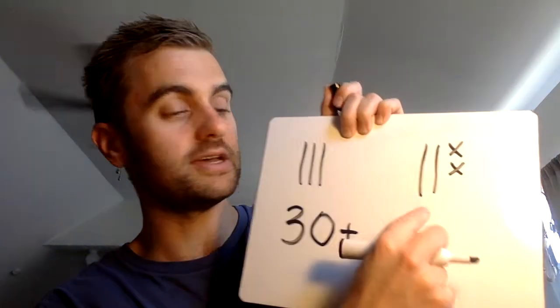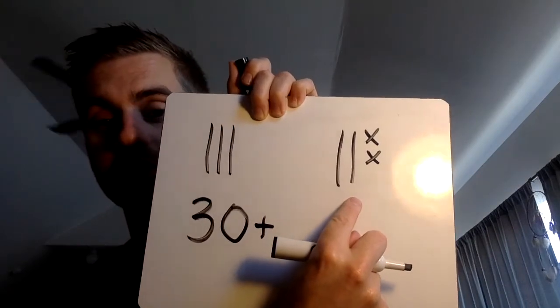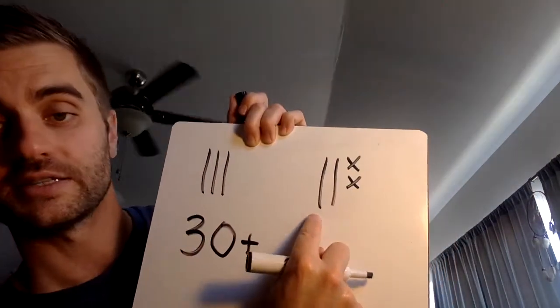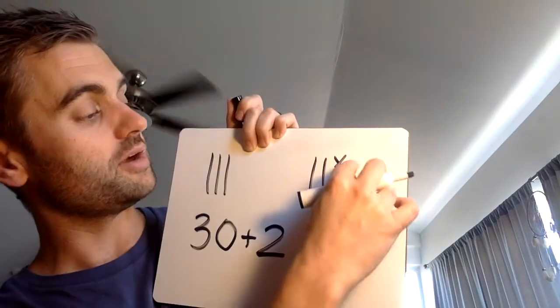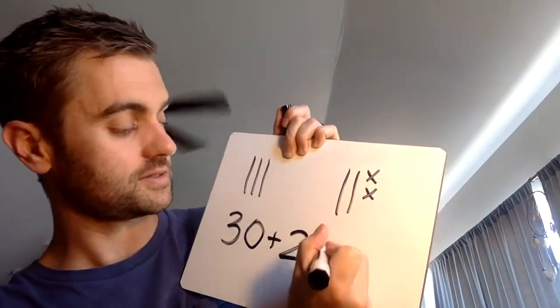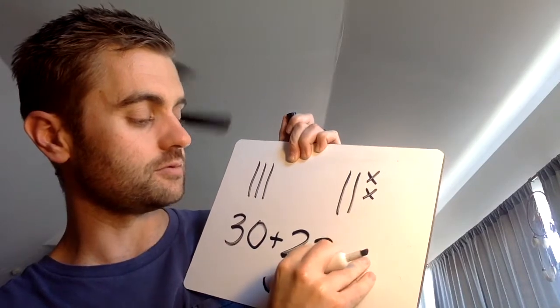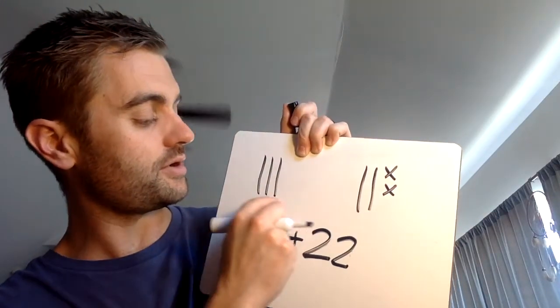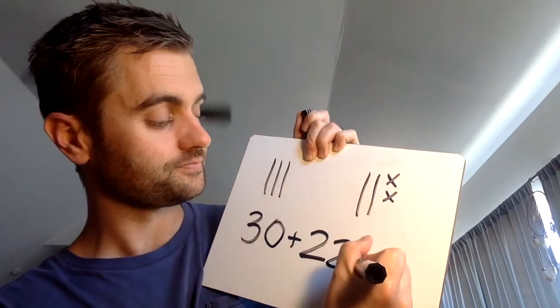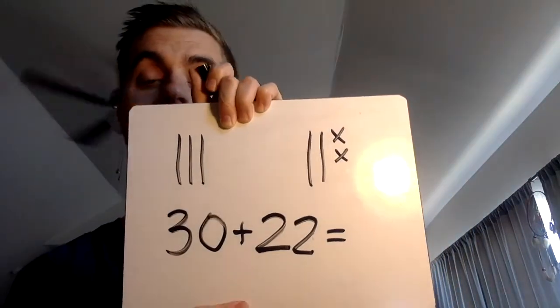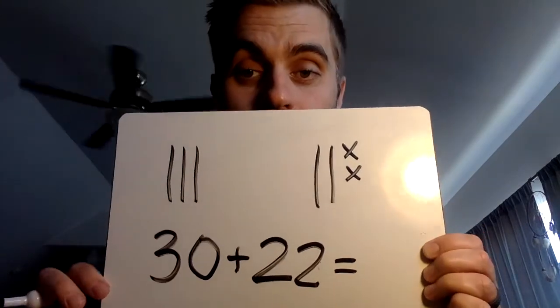Now I'm going to go over to the other side and count how many are over here, starting with the tens. It looks like we have 2 tens. So I'm going to write 2 tens. We also have 2 ones. So I'm going to write 2 ones. So we have 30 on this side and 22 on this side. Now I'm going to try to find the total.